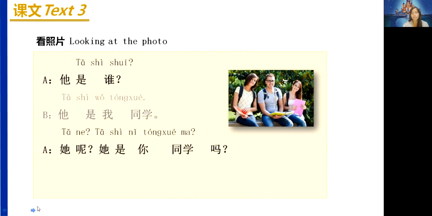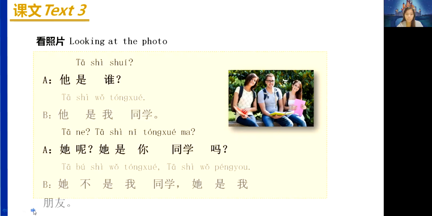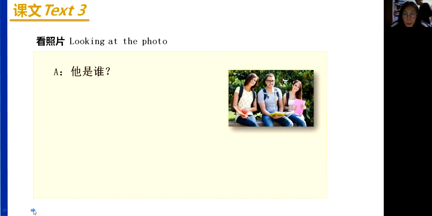She is my colleague. Ta, ta shi, ni tongshi ma? Is she your classmate? Yes, right. Ta bu shi wo tongshi. She is not my classmate. Ta shi wo pengyou. She is my friend. Friend, yeah. Ta shi shui? Ta shi wo tongxue.